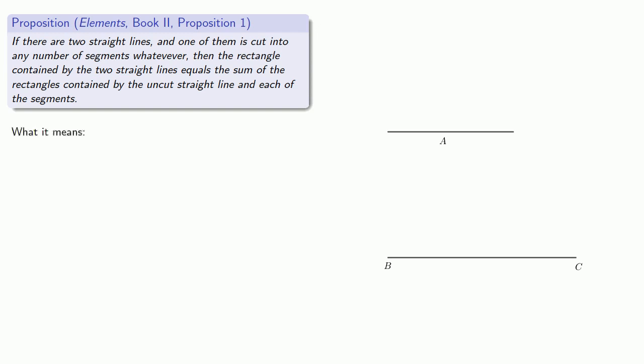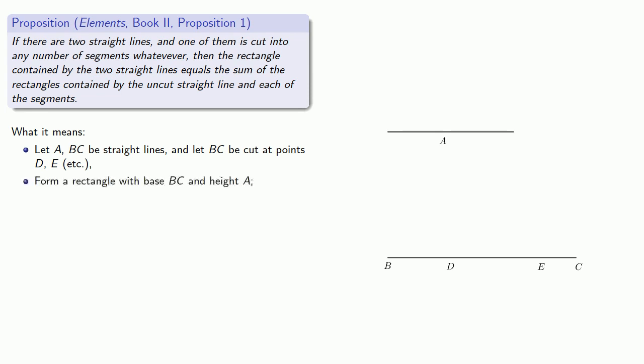Now, it's important to keep in mind that when Euclid or other Greek geometers talked about a line, they meant a finite object. A line had a beginning and an end. So this statement that we have two straight lines, nowadays we might say we have two straight line segments. Well, let A and BC be two straight lines, and let BC be cut at points D, E, and so on. Now what we'll do is form a rectangle with base BC and height A.